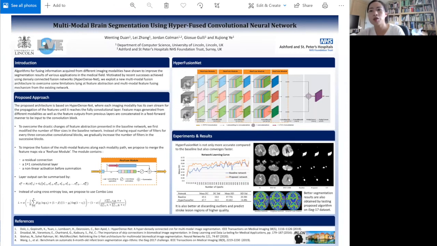Hello, my name is Wenjun from University of Lincoln, UK. It's my great pleasure to be able to present our research at the fourth workshop of machine learning in clinical neuroimaging. The paper I'm presenting today is about multimodal brain segmentation using hyperfused convolutional neural network.